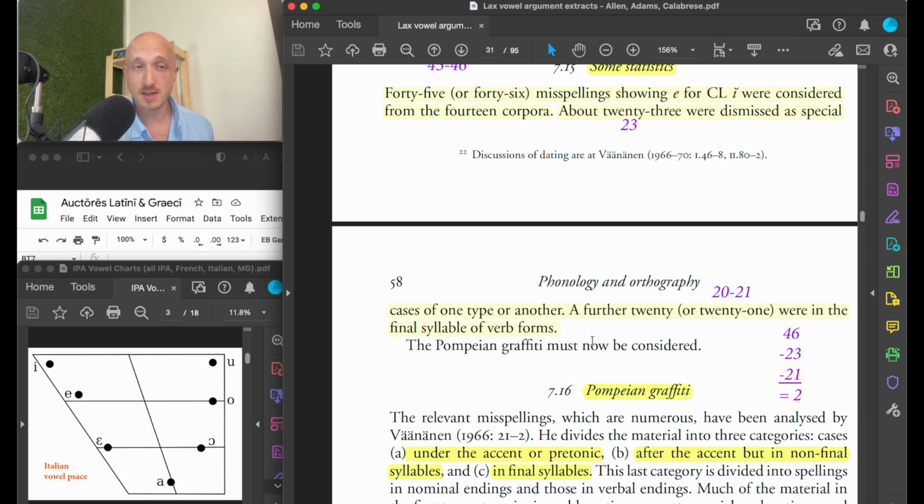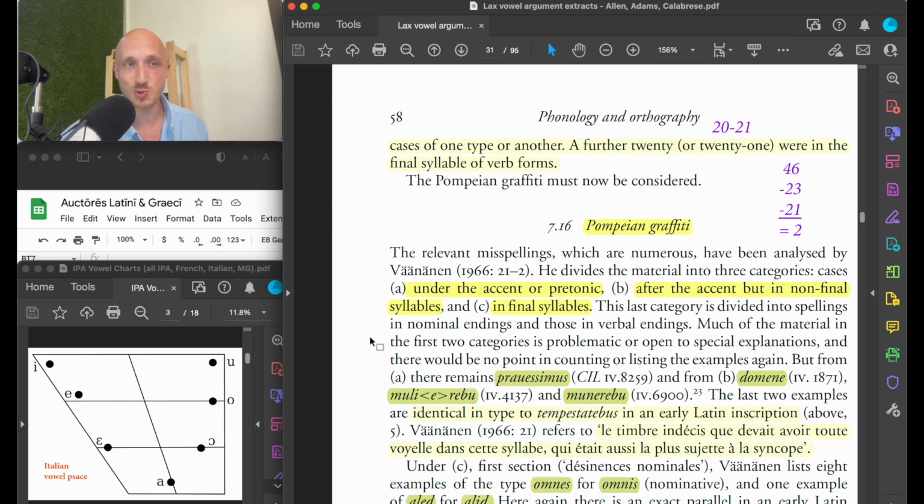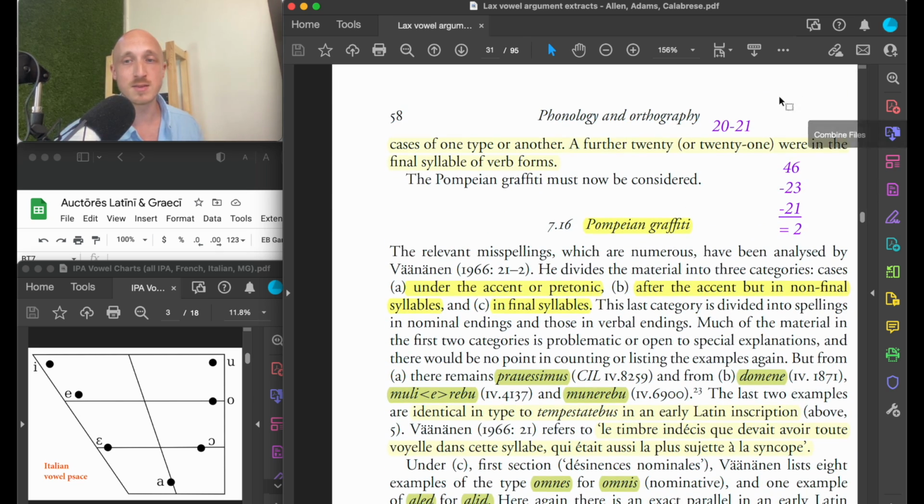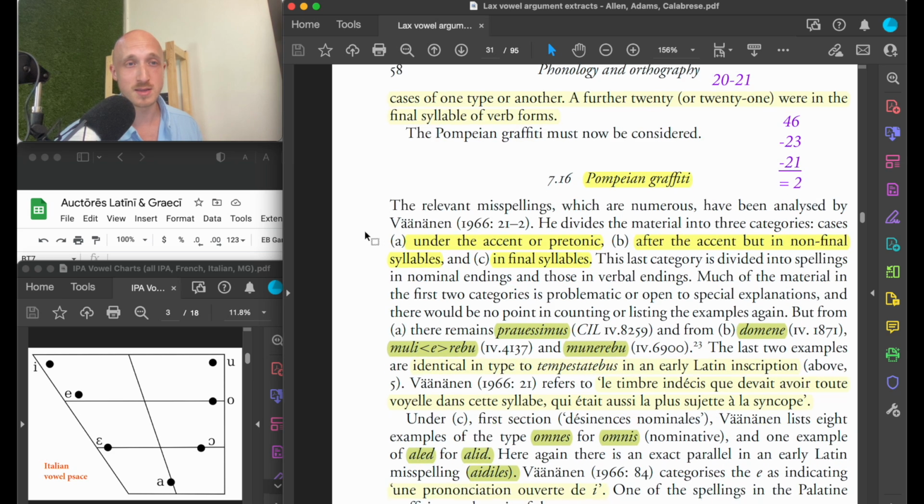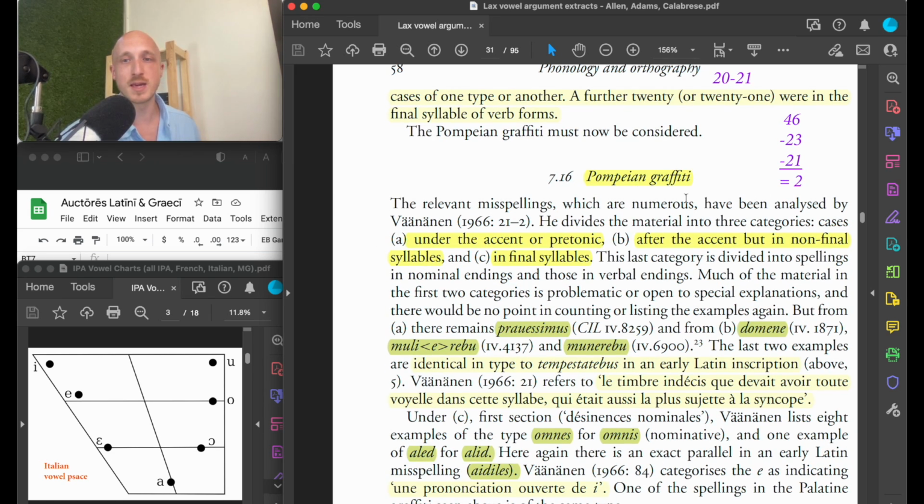This demonstrates, contrary to what Alan would like us to think, this is not a widespread phenomenon. This is an incredibly isolated phenomenon, and statistically can be explained by simply making a mistake. It could be just about the literacy of the stonemasons or the scribes. It's not nearly frequent enough to come to any conclusions yet, but let's go to the Pompeiian graffiti.